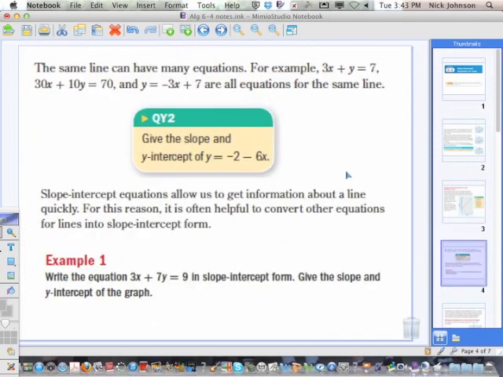Moving on. The same line could have many equations. For example, 3x + y = 7, 30x + 10y = 70, and y = -3x + 7 are all equations for the same line. Notice, to go from here to there, you just move 3x over to the other side. To go from here to this equation, all they did was multiply every single term by 10.